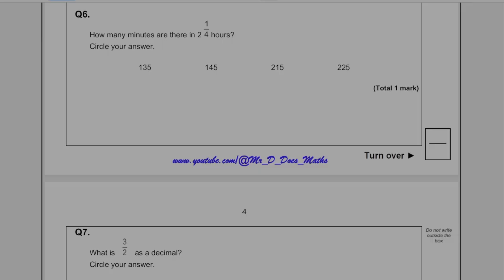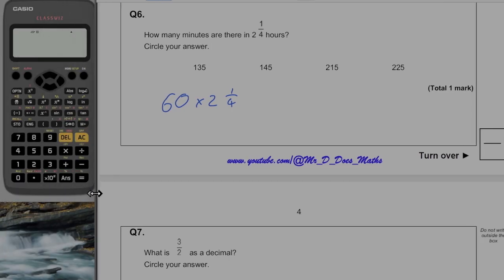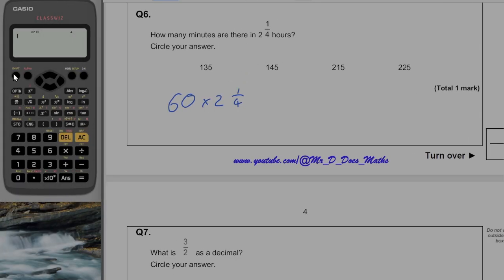Right, question 6. How many minutes are there in 2 hours and a quarter? 2.25 hours. So we can literally just do 60 times by 2.25. That would probably be the most straightforward. We'll bring our calculator in here just because I think it's a useful skill to show you entering a mixed fraction. So if we do 60 times by, and then we want to press shift, and then that button there, that gives us the option of putting in a mixed fraction, so 2.25. So 135. And that's the first option.